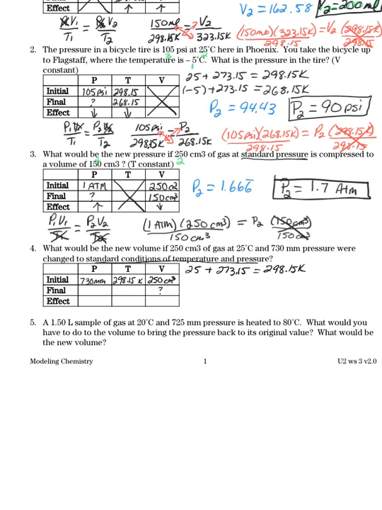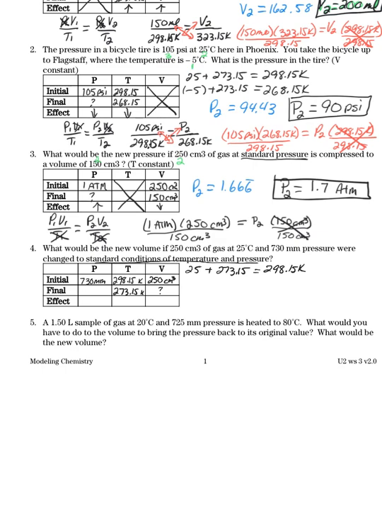I've got conditions of standard temperature and pressure. Well, this is where you're going to grab your reference table and look toward the bottom. The first thing you'll see is standard temperature. You have 2 choices, one in Kelvin and one in Celsius. Being a gas law problem, I want to grab the one that is in Kelvin. Standard temperature is 273.15 Kelvin.